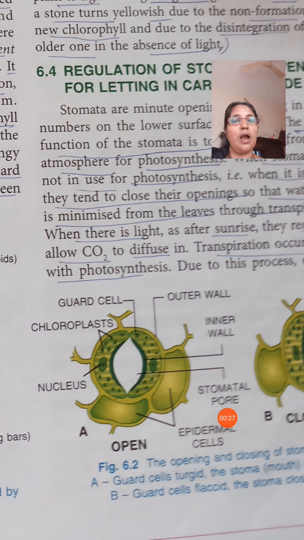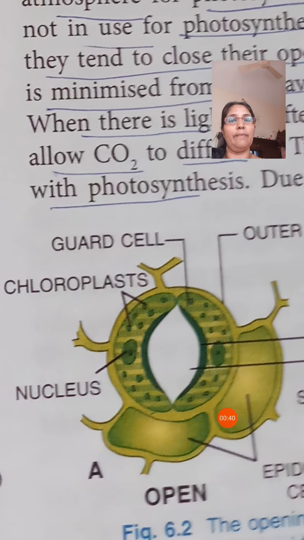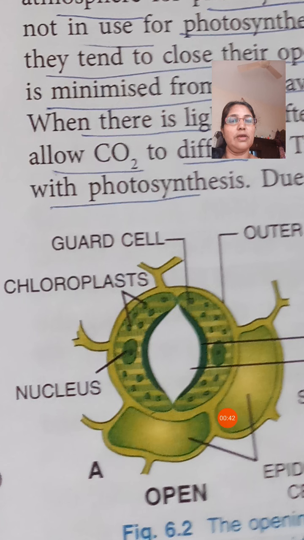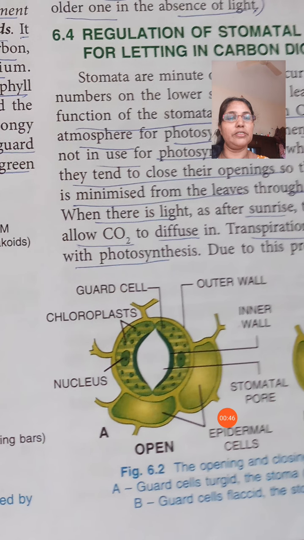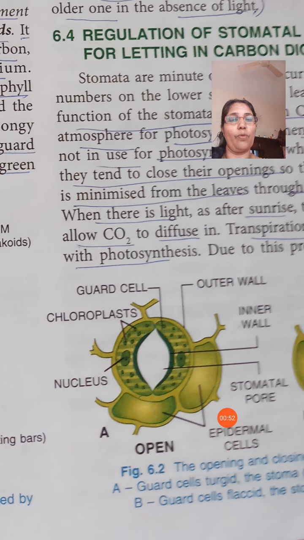Here two guard cells are there, kidney shaped or bean shaped. You know that the guard cells, those kidney shaped cells, have chloroplast inside them. You can see the chloroplast inside it, and it has a nucleus. Then that opening is known as the stomatal pore or stoma. Stomatal pore or stoma is the opening.